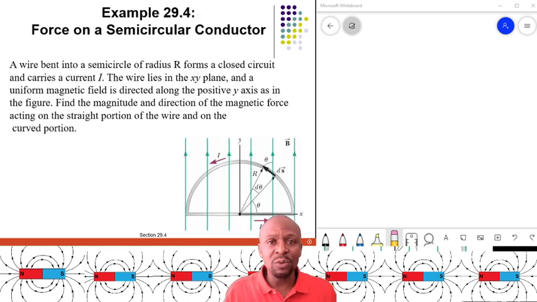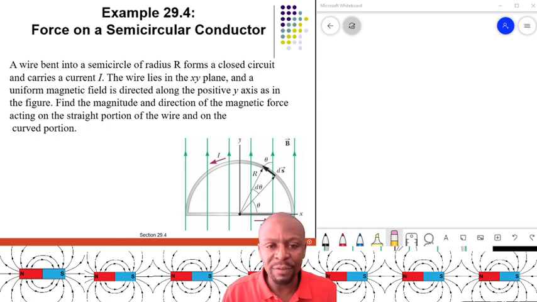Now, let us use the previous integral equation that we have derived to actually calculate the force on the semicircular conductor. A wire bent in a semicircle of radius R forms a closed circuit and carries a current I. The wire lies in the XY plane and a uniform magnetic field, as shown, is directed along the positive y-axis.